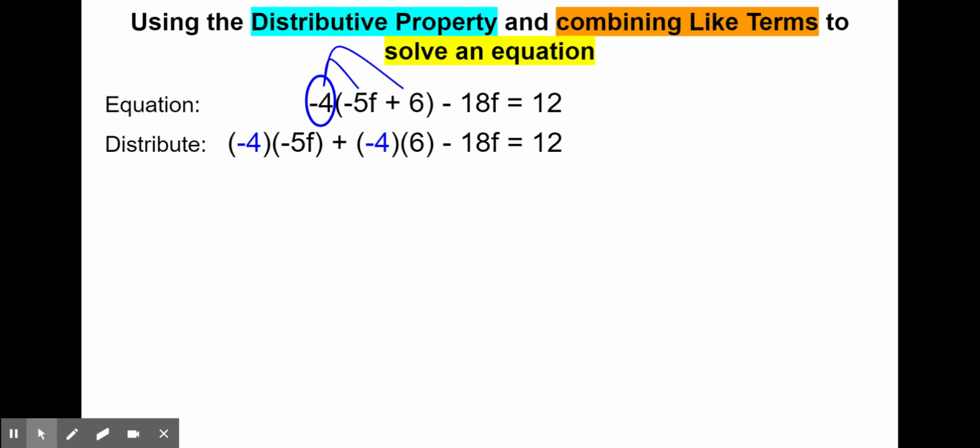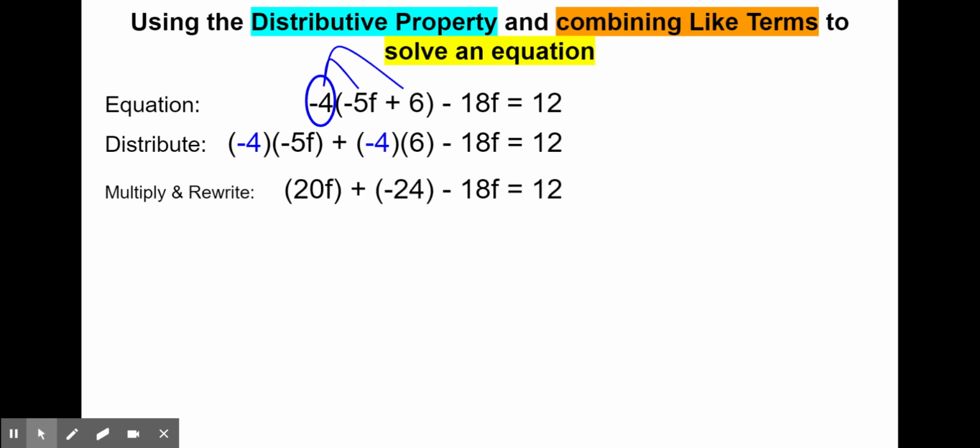And notice how I'm only multiplying that -4 by what's inside of my parentheses, that -4 times -5f and that -4 times 6. I leave the -18f alone, equals 12. That's all. I just bring it down one step to this equation. Once I have this, I can solve it out.